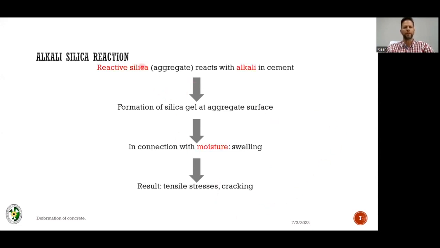So I'd like to highlight the three components, or the three legs of this chair. Without any one of these three legs, the chair won't stand and you will not have ASR. So if you can completely avoid silicas, or completely avoid alkalis, or completely avoid moisture, you're okay. But these aspects do sometimes pose a bit of a challenge in isolation.